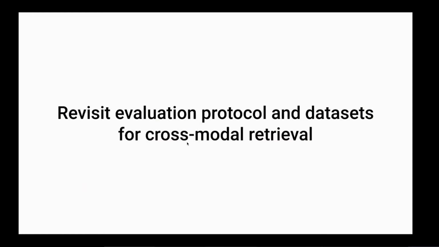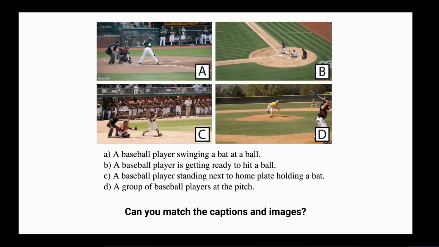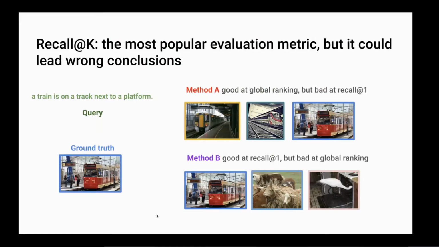for cross-modal retrieval. So I introduced this problem before, right? As I said, even if method A is good in terms of human evaluation, because these three images all match this query, A train is on a track next to a platform, the Recall, the most popular evaluation metric in this field, cannot show a proper ranking between these two methods, method A and method B.